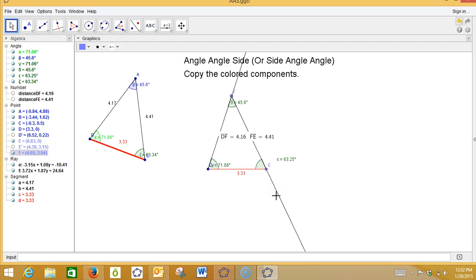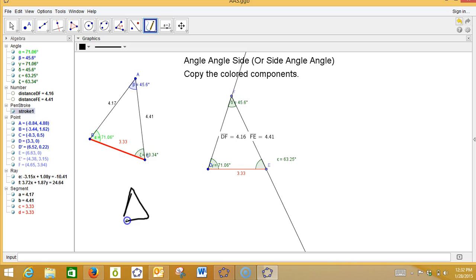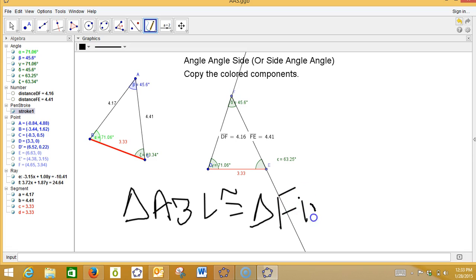So then we would just write our triangle congruency statement. We'd say then that triangle ABC is congruent to triangle, it looks like A and F, and then B goes to D and E. So we know that they're congruent, therefore we just practice our congruency statements. That triangle is congruent to that triangle.